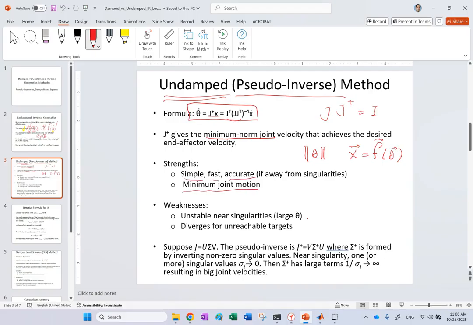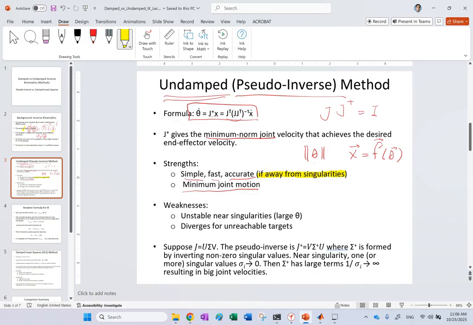It gives you minimum joint motion. The only limitation it does have is that the robot pose should be away from the singularity. In other words, that manipulability measure, which is how close you are to the singularities, should be a big number. Sorry, if you're close to singularities, it should be a small number, and this method starts to go crazy. And you might say, why is that? Well, let me tell you why.